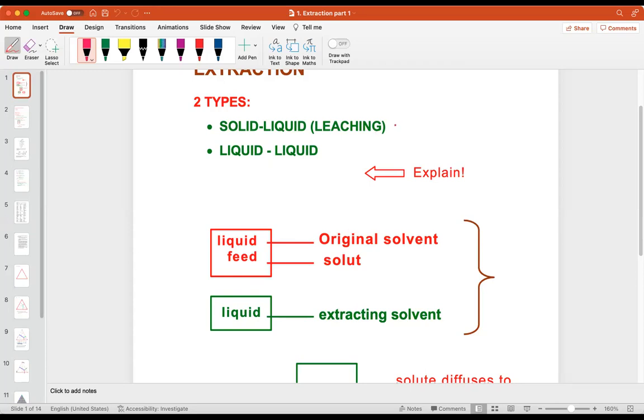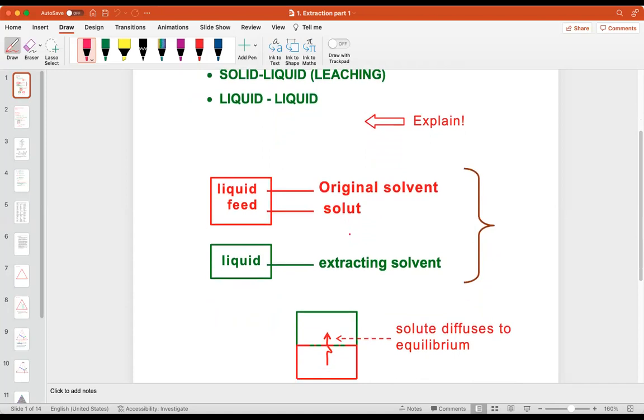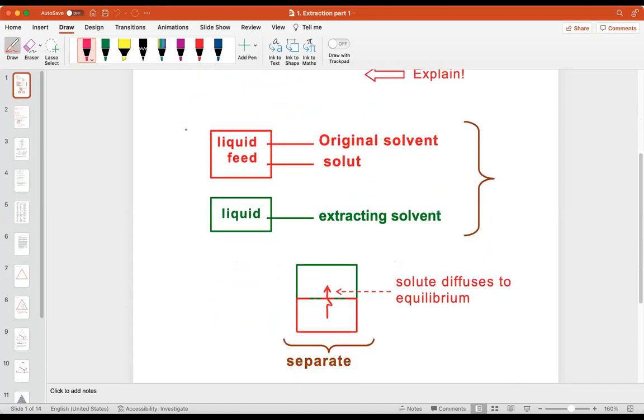But now what we're gonna talk about here is liquid extraction. Later on, the calculation would be quite similar. In liquid extraction, there are two liquids. The first one is the liquid where we have the solute. We call it the original solvent, or A, let's say compound A, and then we have the solute, which we can call C. We also have the extracting solvent, for example B.